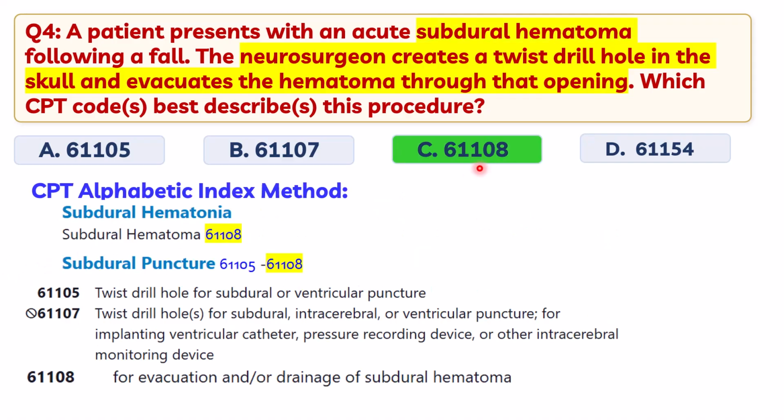So if you want to find the answer using the CPT alphabetic index, you can use several methods. First you can use the index term subdural hematoma, then go for the subterm. It will lead you to the code 61108, or else you can search with the procedure name, that is subdural puncture. Again, it will lead you to the code series 61105 to 61108. Again, come back to the tabular list and confirm the answer. Once you confirm, the correct answer will be answer C.